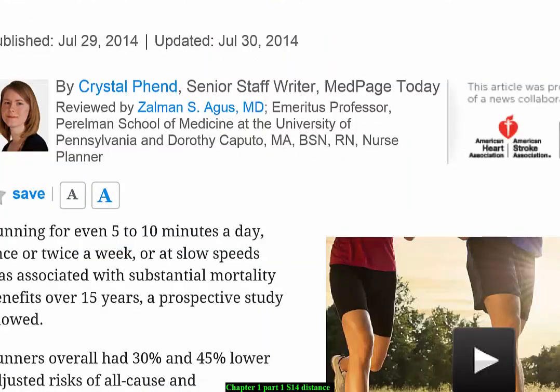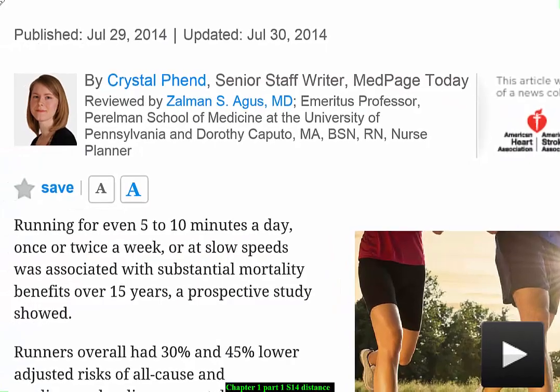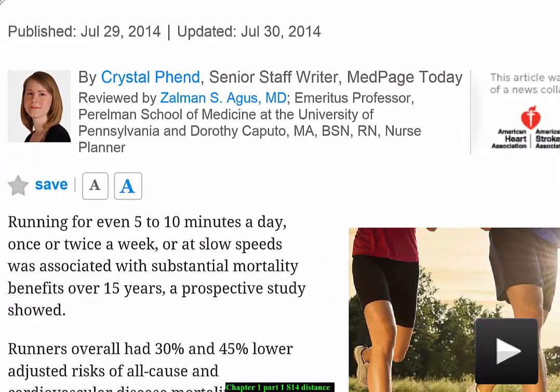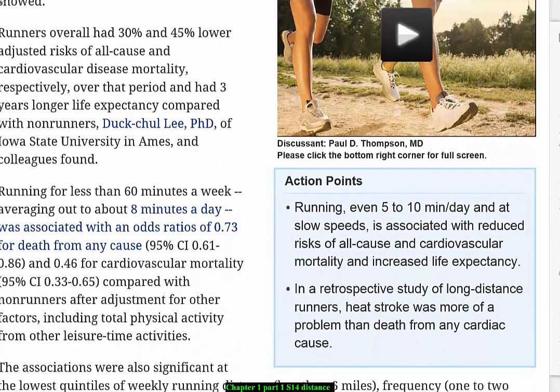If we take a look at the article, you will see that it claims running for even 5 to 10 minutes a day, once or twice a week, or at slow speeds, is associated with substantial mortality benefits over 15 years. Runners overall had 30 to 45% lower adjusted risks of all-cause and cardiovascular disease mortality, respectively, over that period, and had 3 years longer life expectancy compared with non-runners.